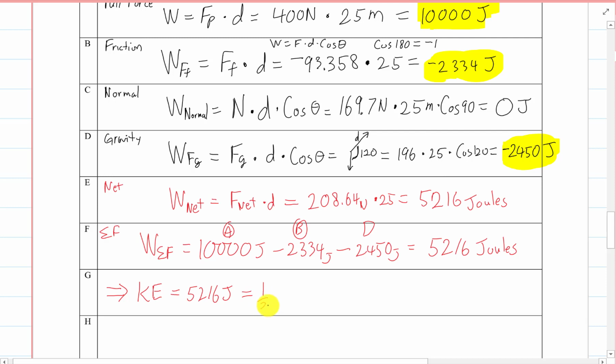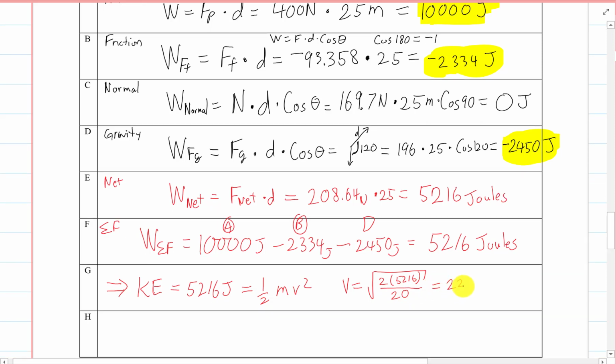mv squared. This gives us v is equal to the square root of 2 times 5216 divided by its mass, which is 20. This square root is 22.839 meters per second. Okay?